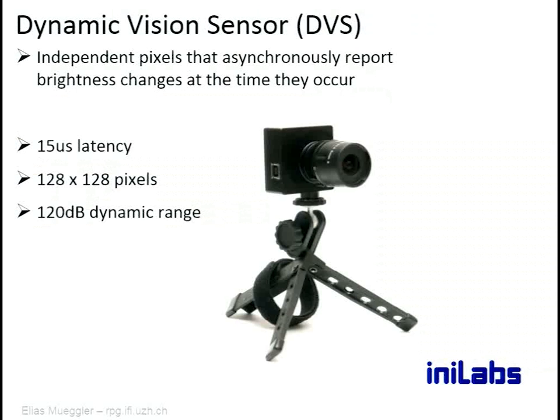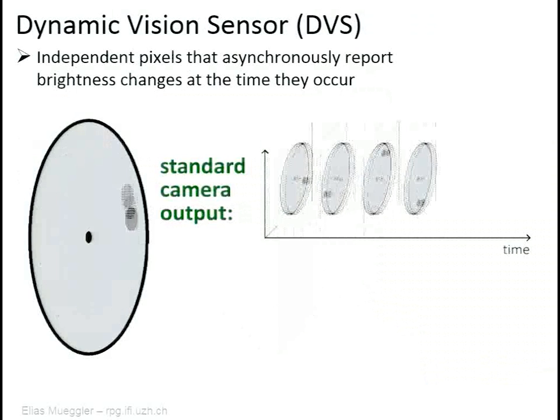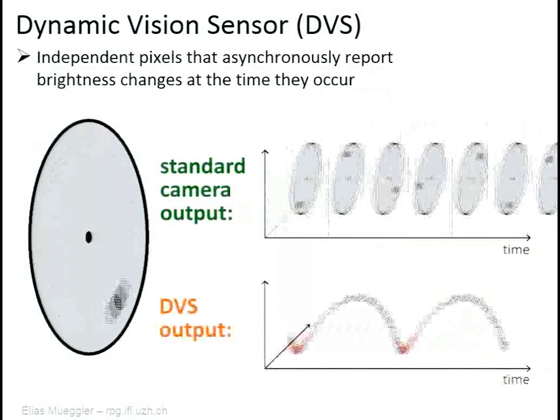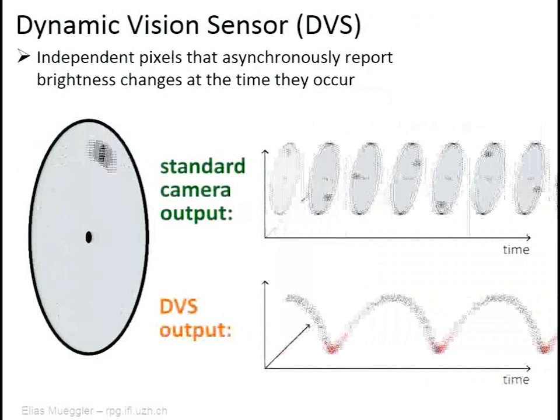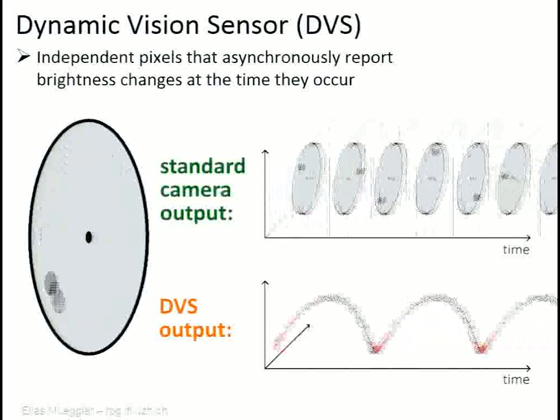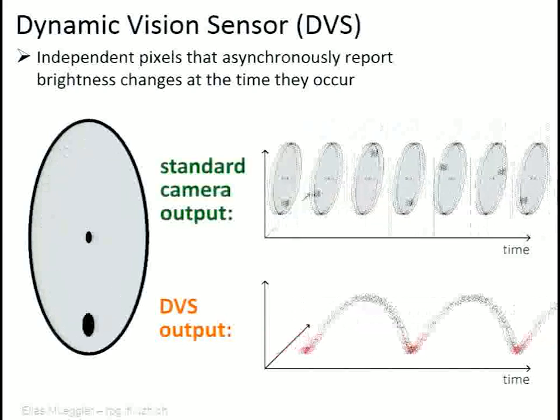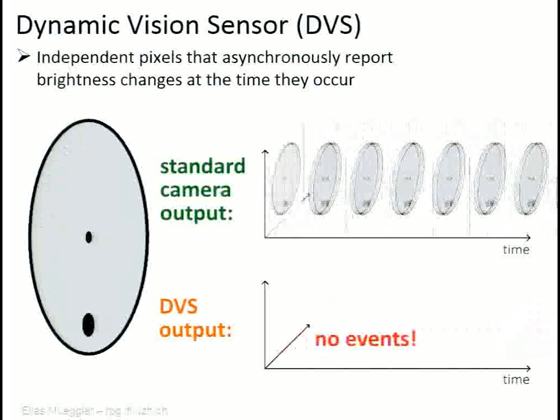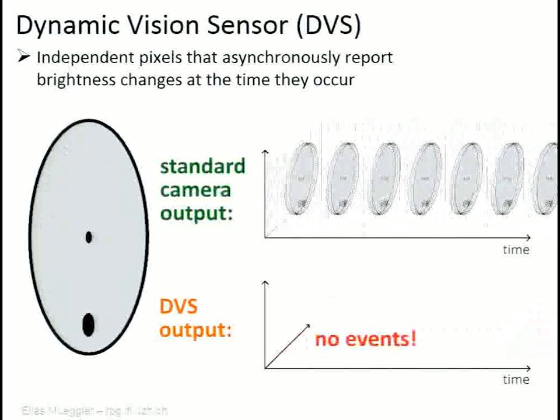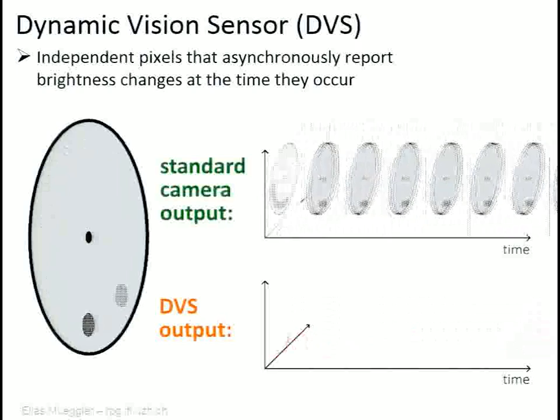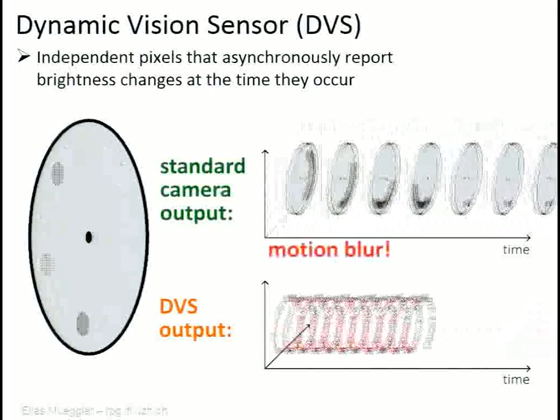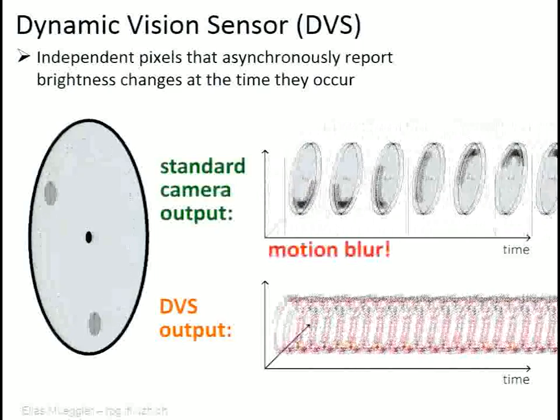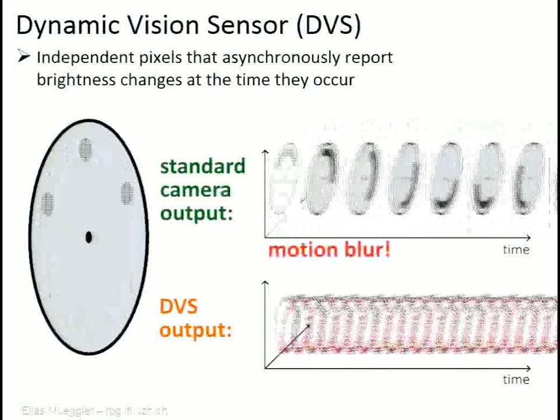So when we now look at a rotating disk with a black dot on it, we see that the standard camera output gives us full frames at a fixed frame rate. A DVS instead looks like a spiral in the spatio-temporal domain. Now, if we stop that disk, nothing changes in the scene, so the DVS will not output any events, while a standard camera wastefully sends full image frames. So now if we speed up the dot, we see that we have motion blur in the standard camera output, but the spiral in space and time is just squeezed, so a DVS can handle such fast motions.